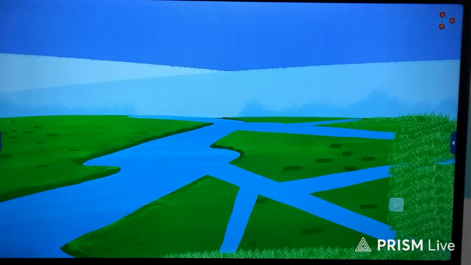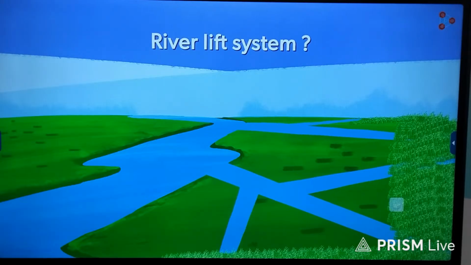The main canal is distributed into several smaller canals. What does this remind you of? A river and its distributaries, right? Well, let us say the canal system is an artificial man-made river system. The river system also brings to mind the idea of a river lift system. Do you know what a river lift system is?